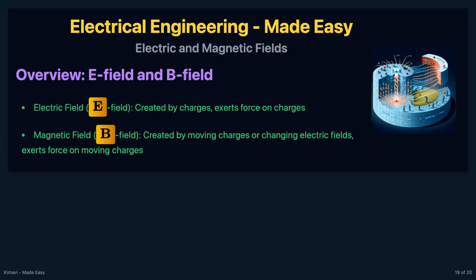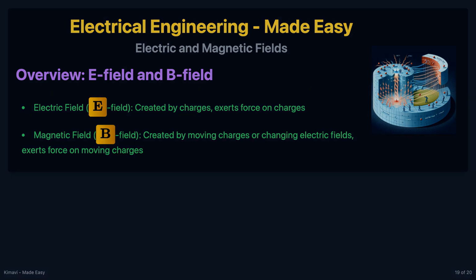To summarize, electric fields, or E fields, are created by charges and exert force on charges. Magnetic fields, or B fields, are created by moving charges or changing electric fields and exert force on moving charges. Understanding these fields and their interactions is crucial for analyzing and designing electrical systems.